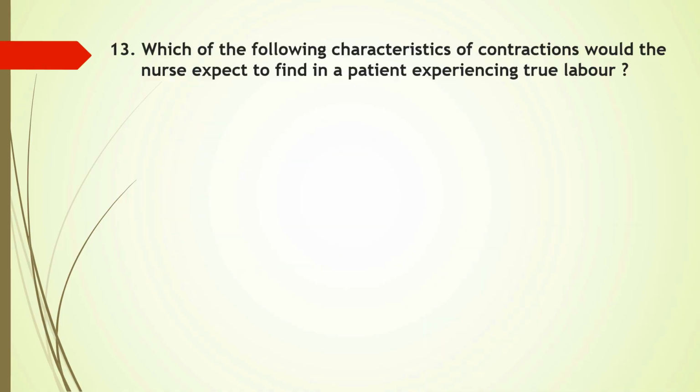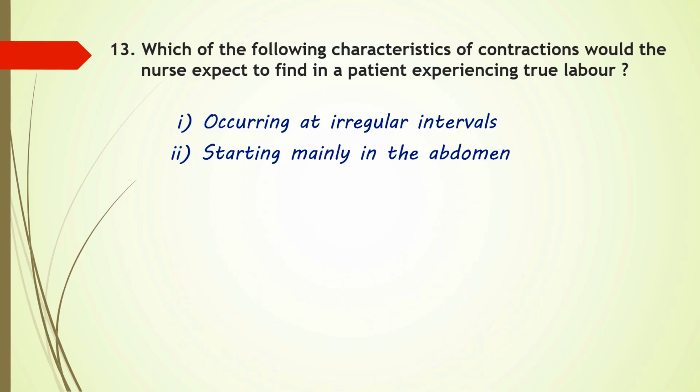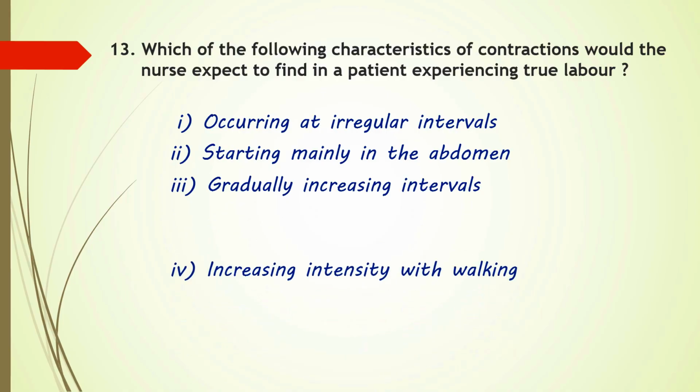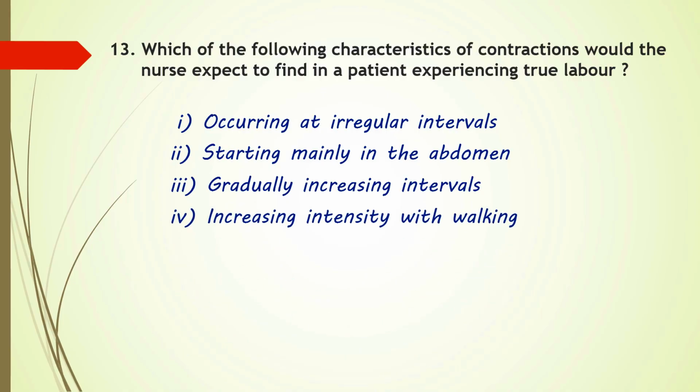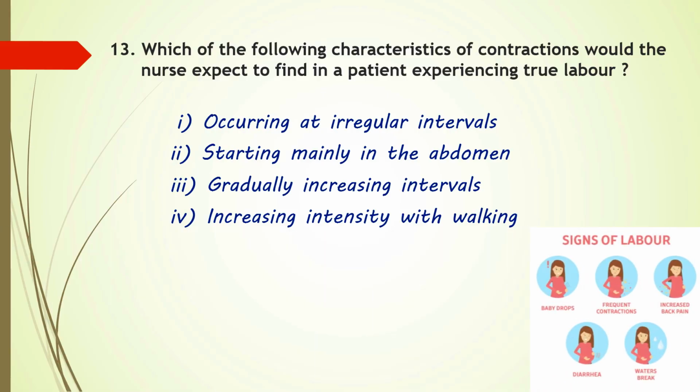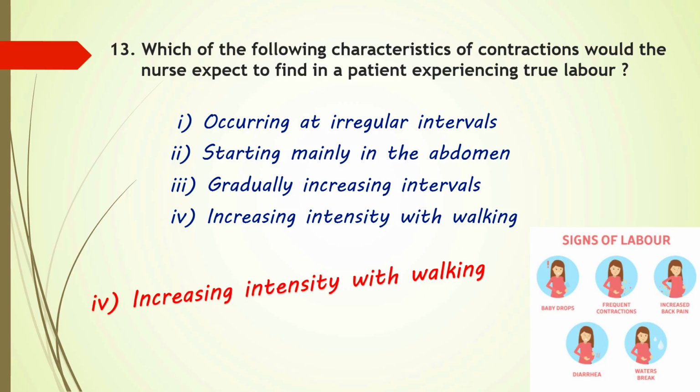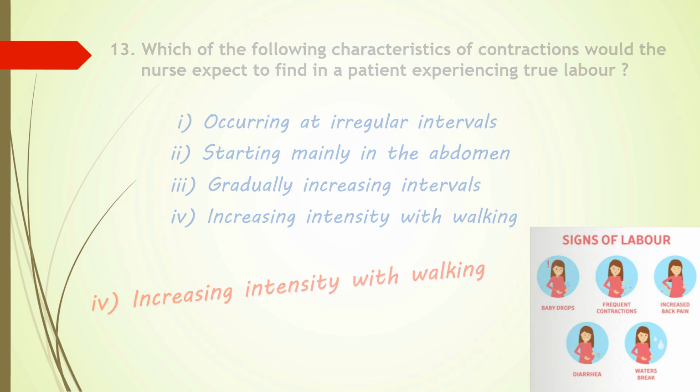Next question. Which of the following characteristics of contraction would the nurse expect to find in a patient experiencing true labor? Options are occurring at irregular intervals. Option 2, starting mainly in the abdomen. Option 3, gradually increasing intervals. Or option 4, increasing intensity with walking. In case of true labor pain, it is characterized by regular, progressive, intense and prolonged contractions that do not stop with movement. And the pain typically starts in the lower back and radiates to the abdomen. So here option 4, increasing intensity with walking, will be the correct answer.